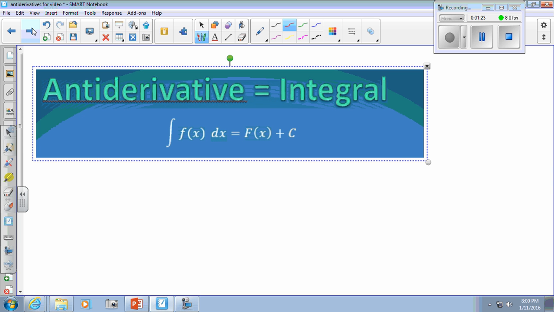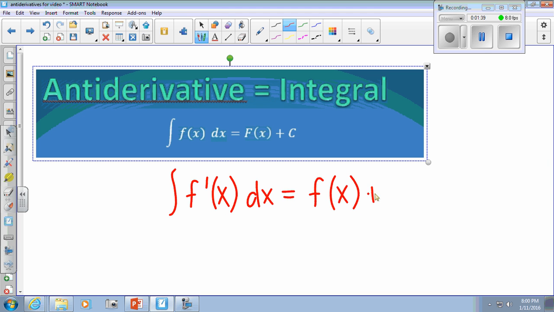Another way that might make a little more sense to you is if I said the integral of f prime of x, which is the derivative of f of x. When I take the integral of f prime, I get back to my original function, which would be f of x. The plus c we'll discuss in a minute. It just stands for a constant or a number that does not have a variable.